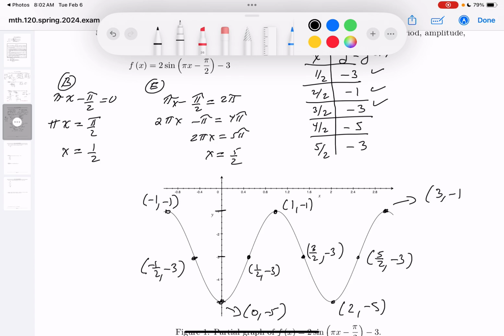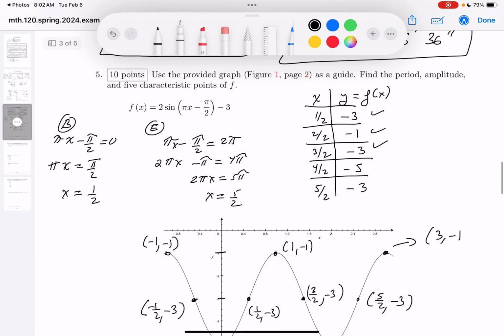All right? Now, granted, I don't want to forget what they asked me. They said use the provided graph as a guide. Find the period, amplitude, and the 5 characteristic points. Well, I did find the 5 characteristic points, but I want to put the period down now.